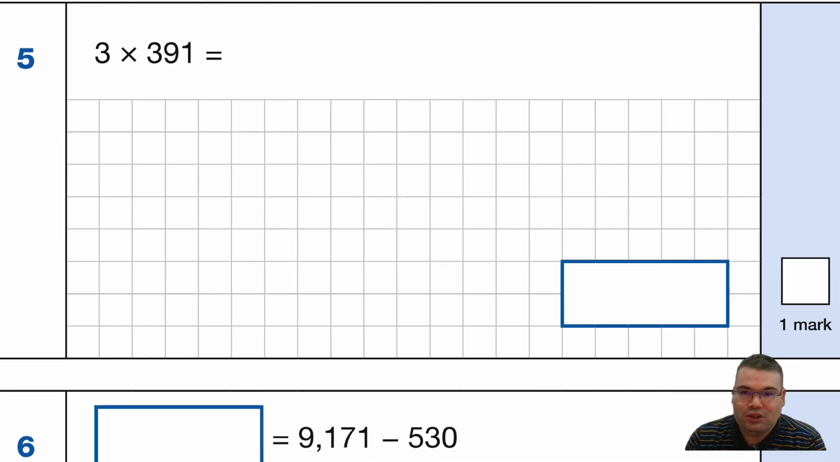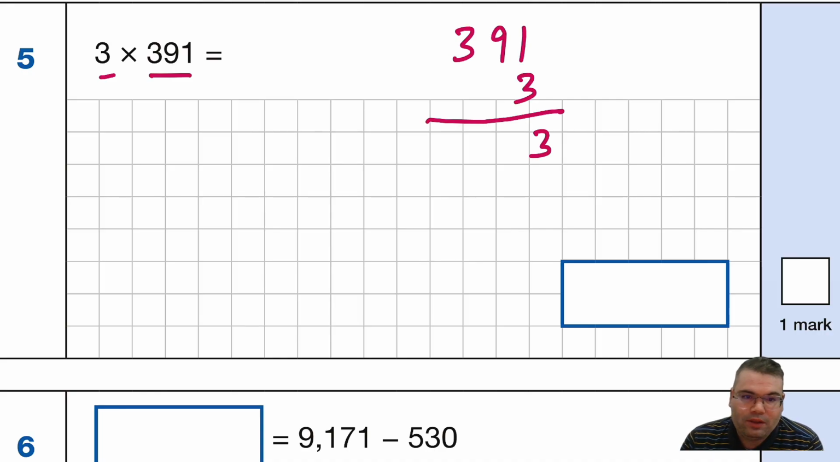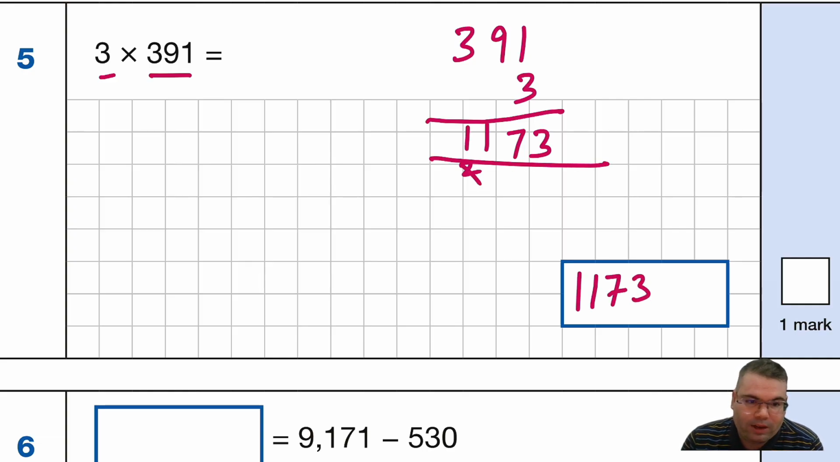So this is the next question. 391 multiplied by 3. Again, you can do it like this. 3, 9 times 3 is 27, write 7 and carry 2. 3 times 3 is 9 and 2, 11. Let's carry it over. So this is 1173, right? This question you can also do with the multiplication by partitioning, right?